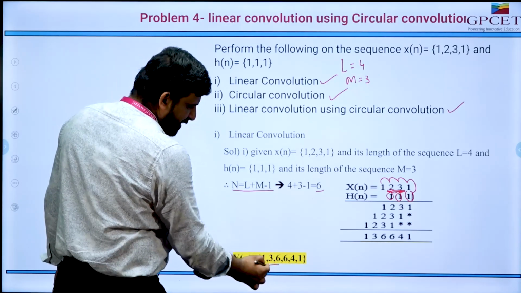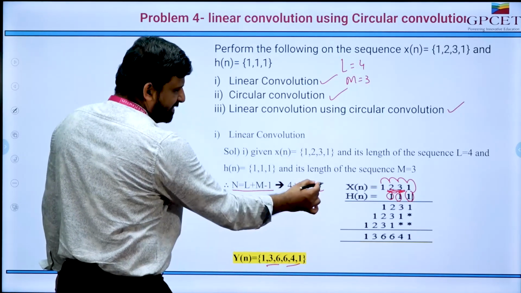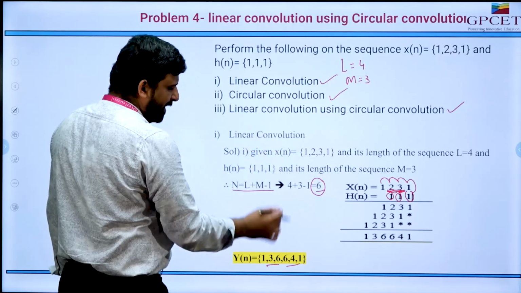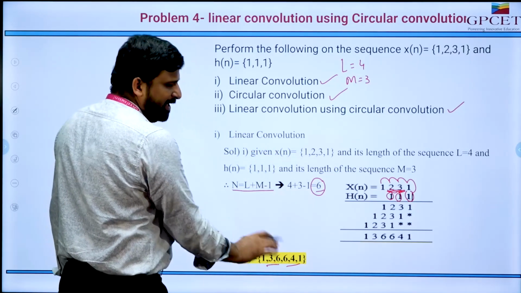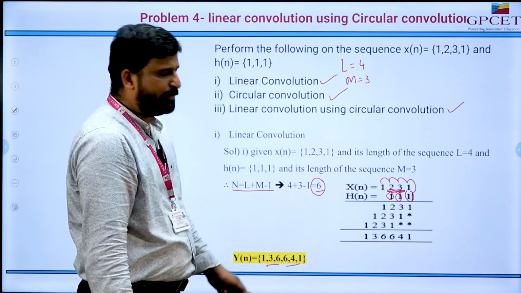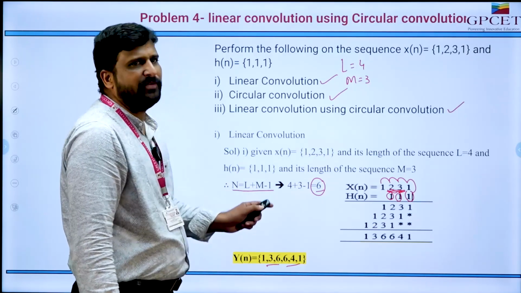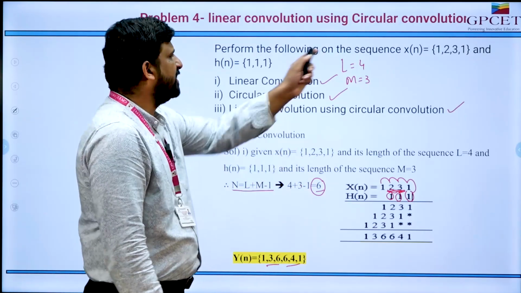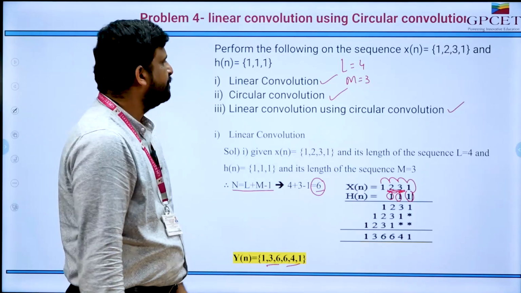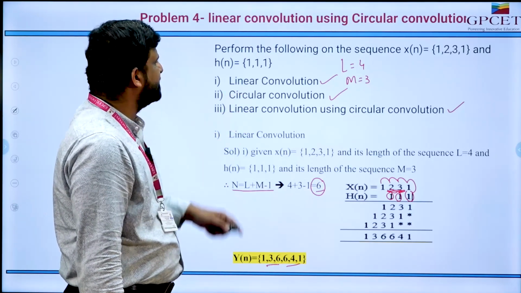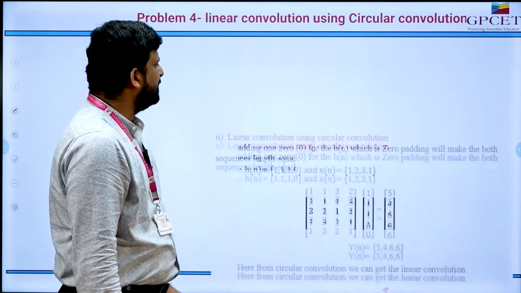You can see here 3, 3, 6. And you can see the length. What should the final length be? The length of y of n should be 6. This is the linear convolution. Simply we are using the linear convolution for x of n and h of n. Now, the second part asks to find the same thing by using the circular convolution.